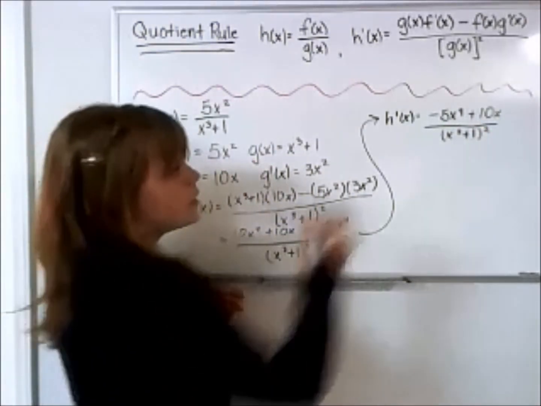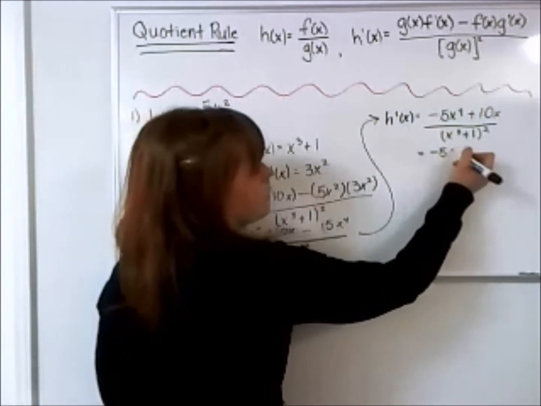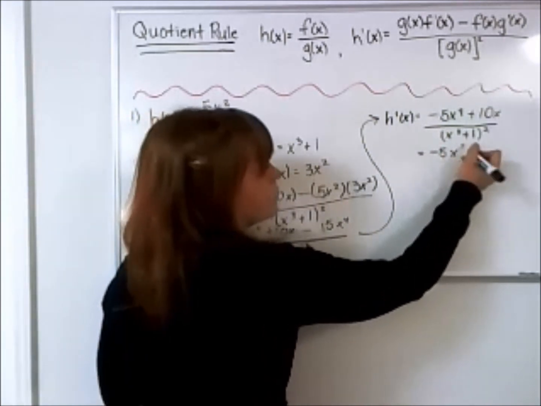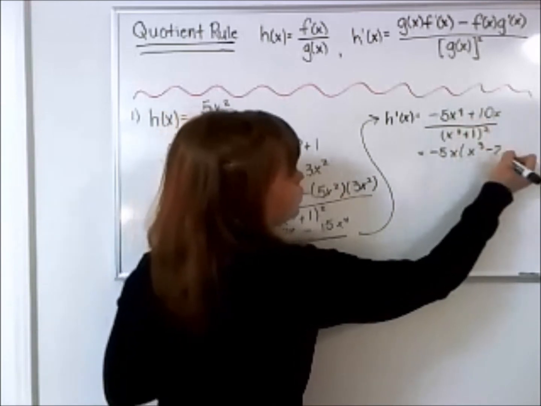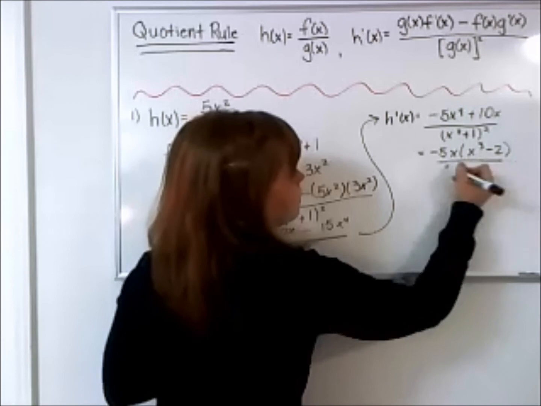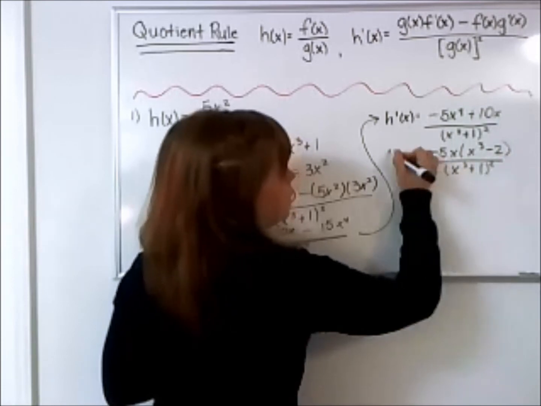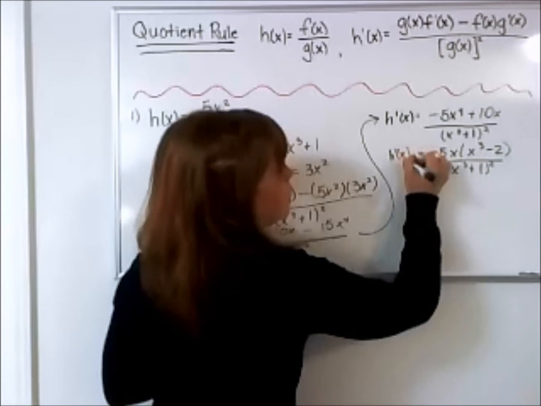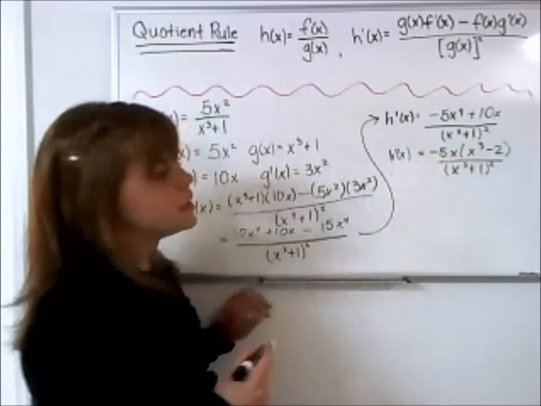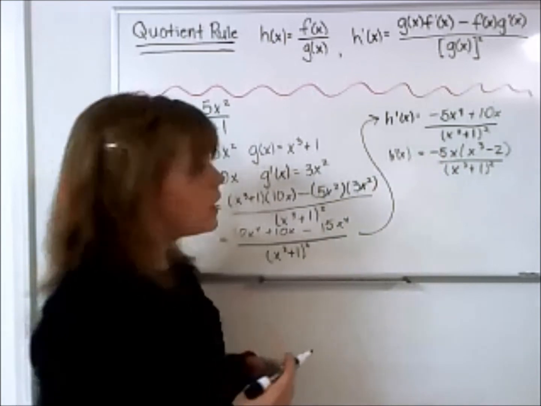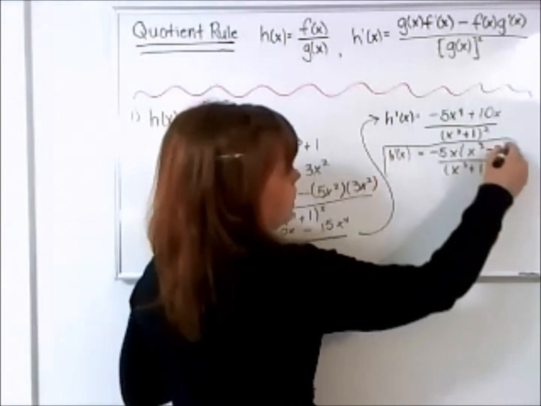And just to check, I'm going to look at the top and factor out a negative 5x. So we'll be left with x cubed from there minus 2. And at this point, because the top is factored and the bottom is factored, we see that there's no terms that are going to cancel each other out. So this would be our simplified form for h prime of x.